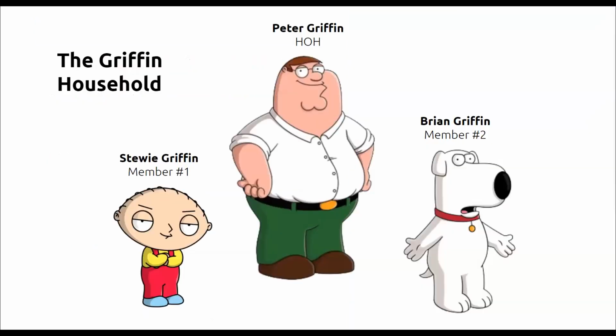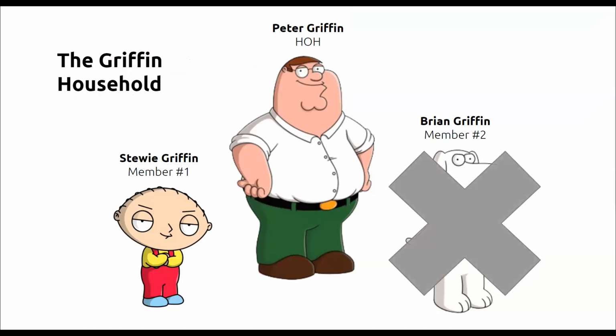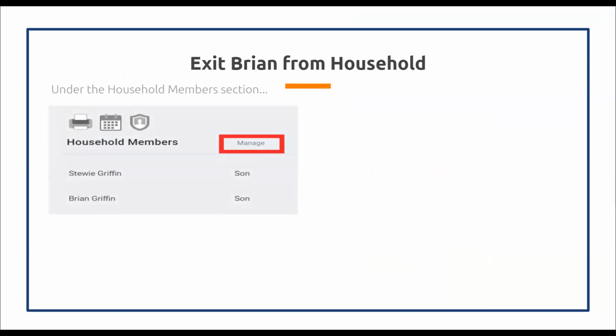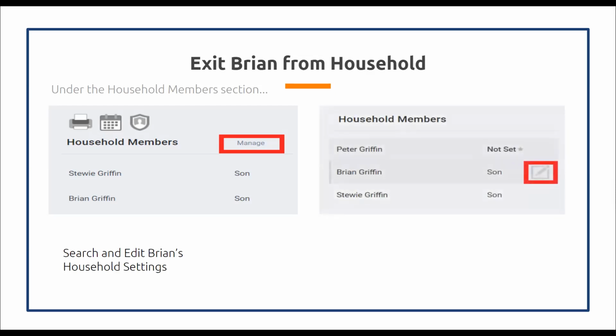So now I'm going to show you how to exit a client from the global household. For this example, we will exit Brian. So to do this, you will go to the household members section and then click the manage button. And then we're going to search for Brian's name, and then we're going to hit the edit icon next to Brian's name.